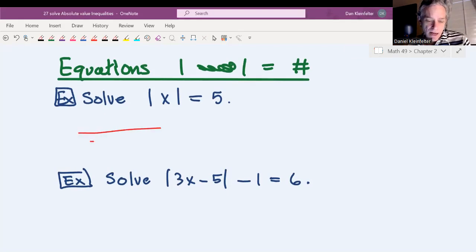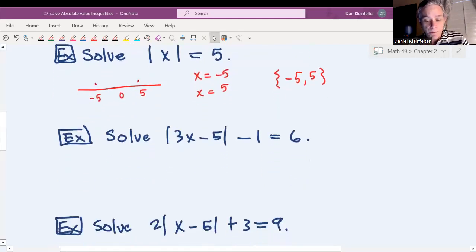Thinking about how the number line looks, there are 2 numbers that are 5 units away from 0, 5 and -5. So we could have x being -5, or we could have x being 5. There are 2 possible values here. It's a set of numbers, so we're going to write that inside of curly braces: -5 and 5. And that's it, just 2 individual numbers that are 5 units away from 0.